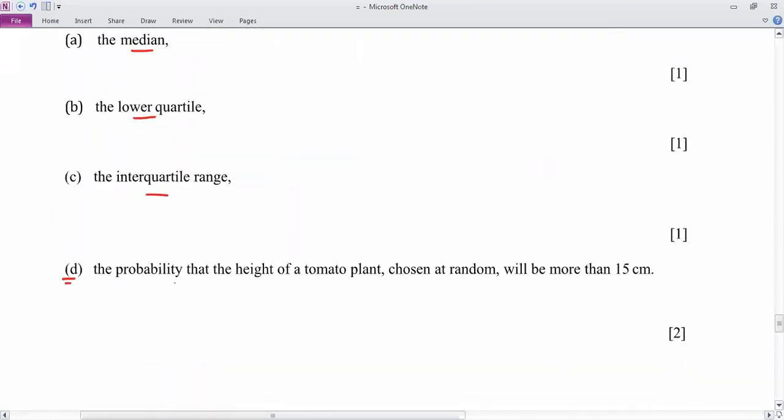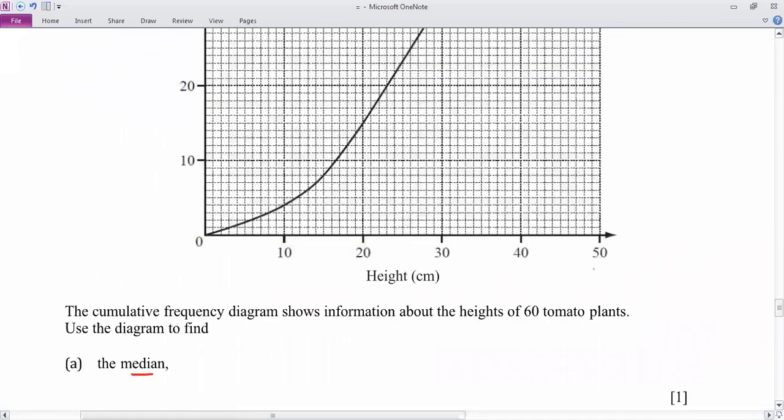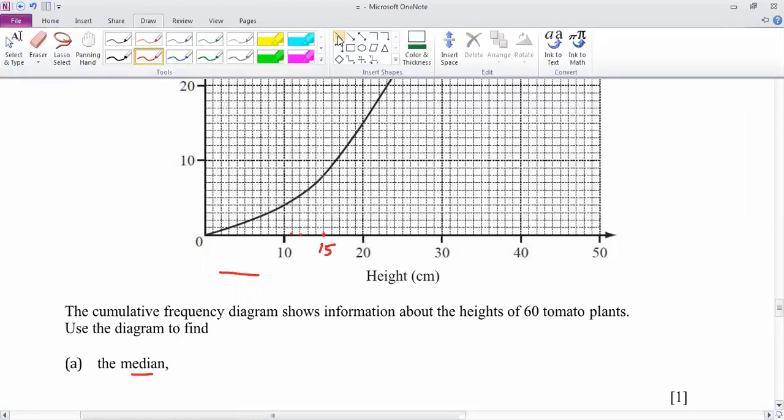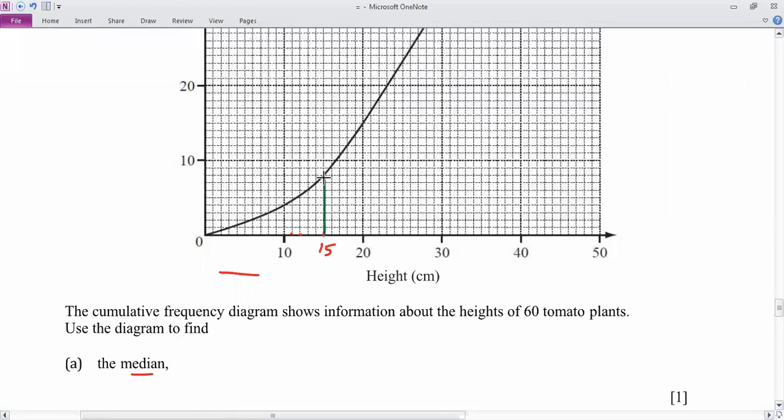Only this D part: the probability that the height of the tomato plants chosen at random will be more than 15 centimeters. First find how many plants have a height more than 15. This is 15. These are the numbers on this side. Where will be 15? This is 11, 12, 13, 14, 15. This is 15. From here draw till this one and from this one. What is this?